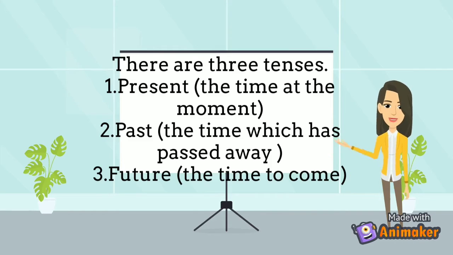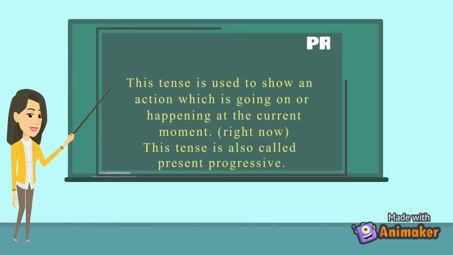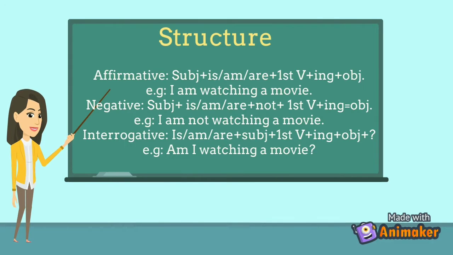Now, coming towards the present continuous tense, the first type. This tense is used to show an action which is going on or happening at the current moment or right now. This tense is also called present progressive. Let's talk about its structure.